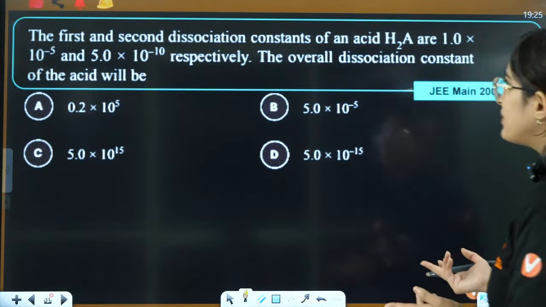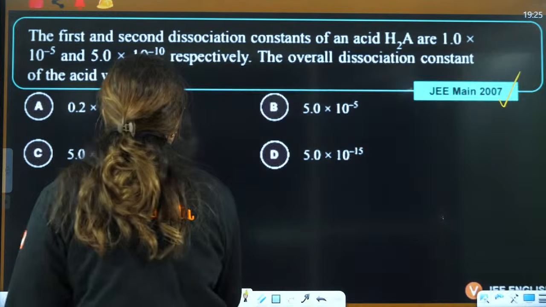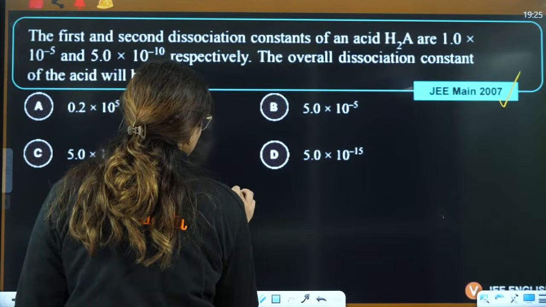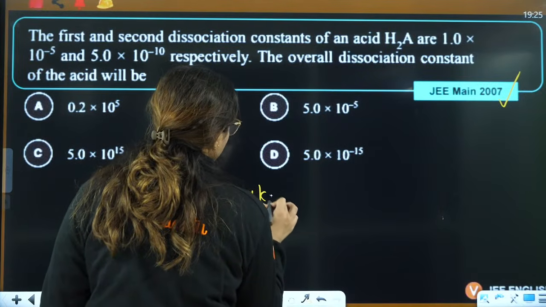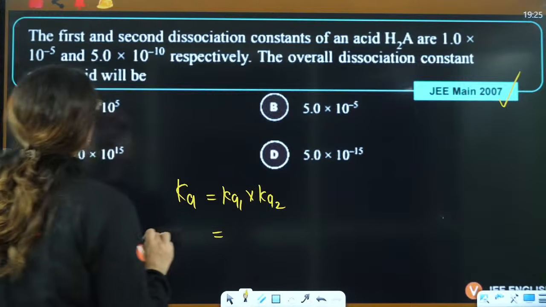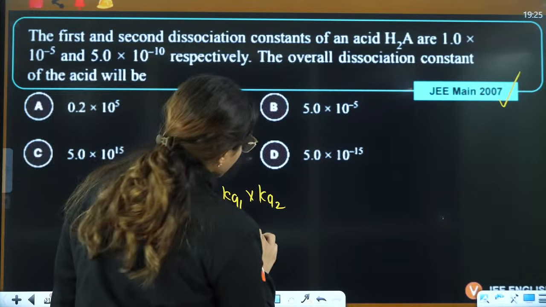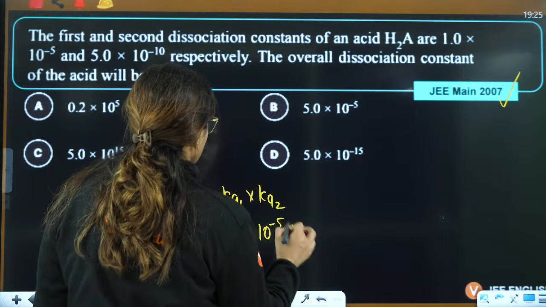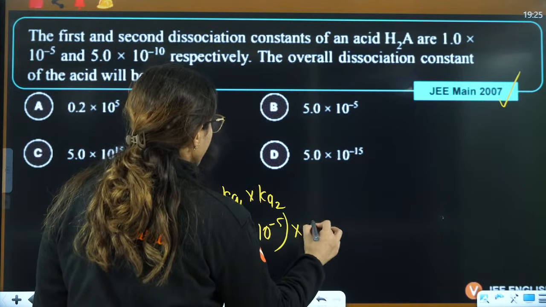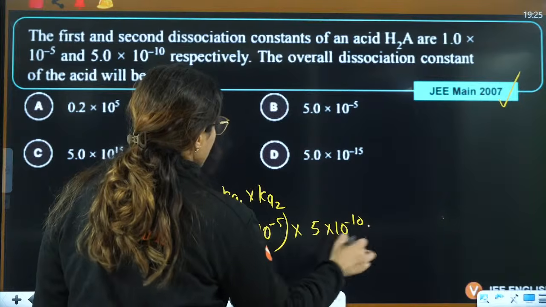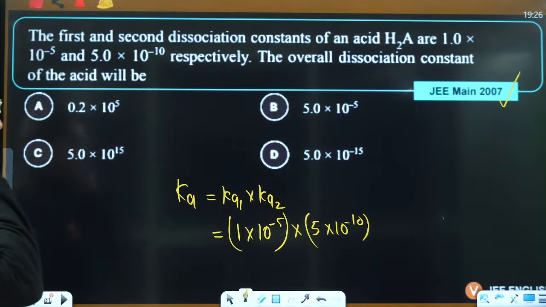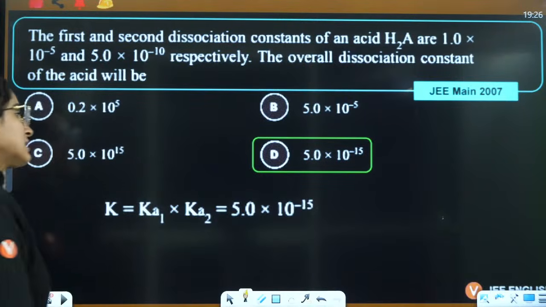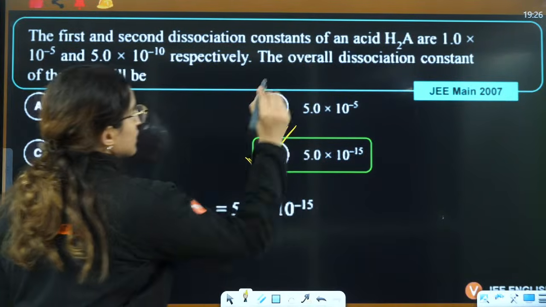Overall, it's very simple. Ka is equal to Ka1 into Ka2. What's the big deal about it? Ka1 is given to be 1 into 10 raised to power minus 5. Ka2 is given to be 5 into 10 raised to power minus 10. You solve this and you will get your answer. So the answer is going to be D, the correct answer here.